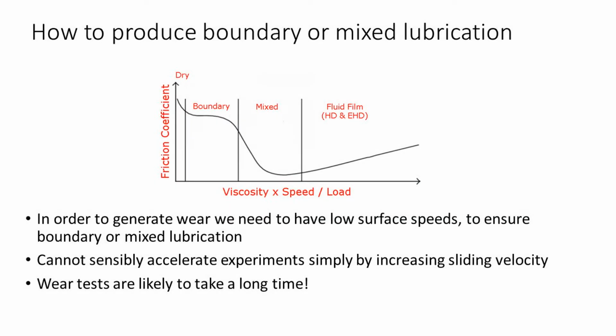How to produce a boundary or mixed lubrication regime. In order to generate wear, we need to have low surface speeds to ensure boundary or mixed lubrication. We cannot sensibly accelerate our experiments simply by increasing the sliding velocity, because that will change our position on the Stribeck curve. Wear tests are likely to take a long time.